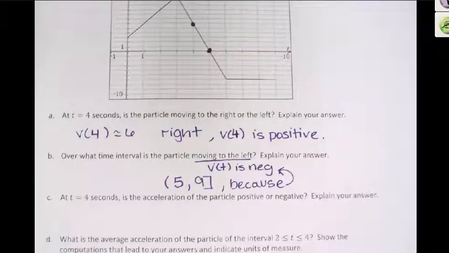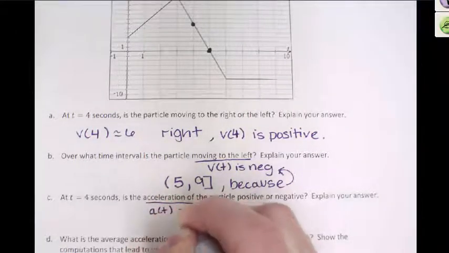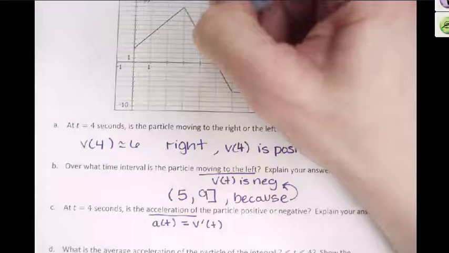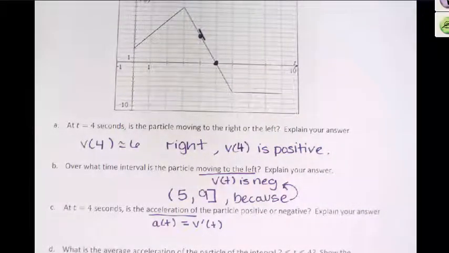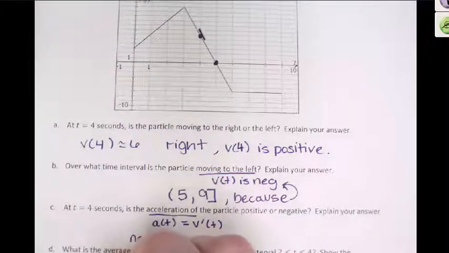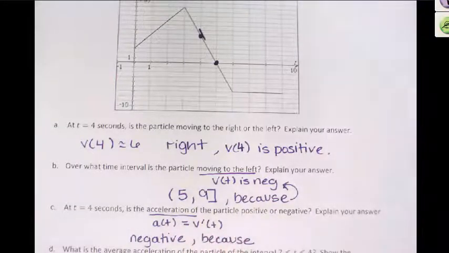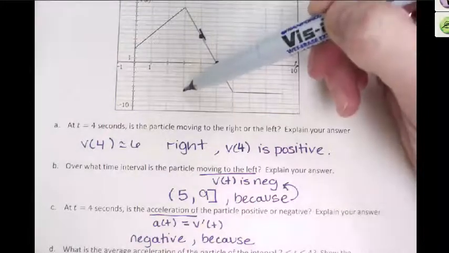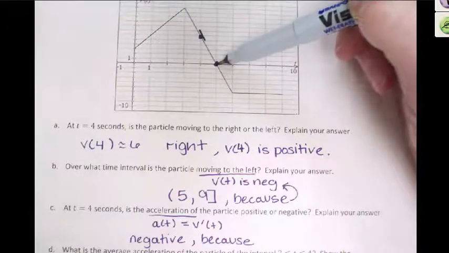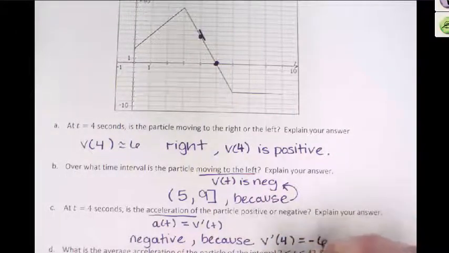At 4 seconds, is the acceleration positive or negative? Remember, again, acceleration is the derivative of velocity. And the way you see a derivative on a graph is slope. So if I look at 4 seconds, that slope is definitely negative, okay? So I would say the acceleration is negative. And you could actually compute the slope of that line. If you look, it's down 12 over 2, so that would be a slope of negative 6, because v prime of 4 equals negative 6.